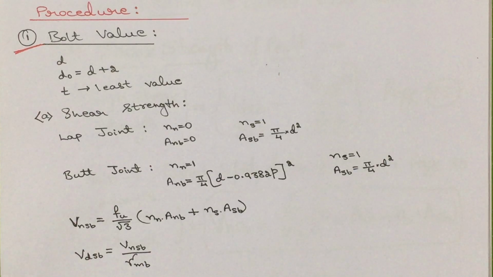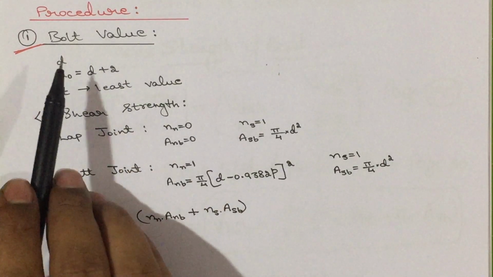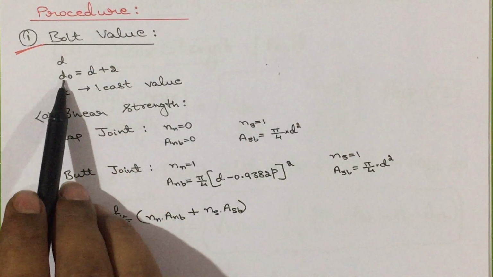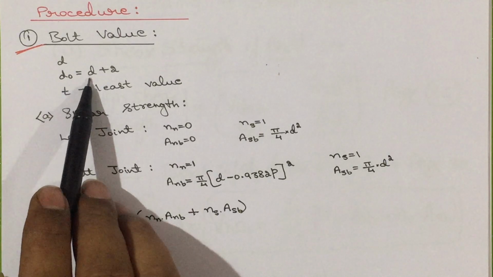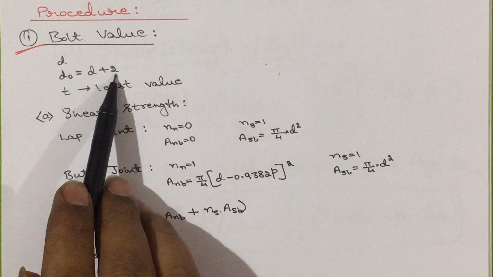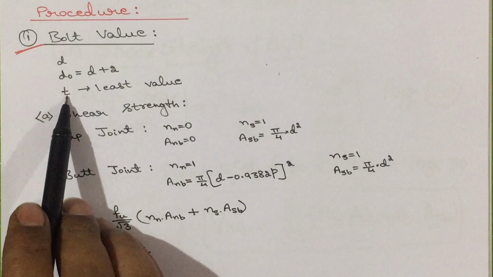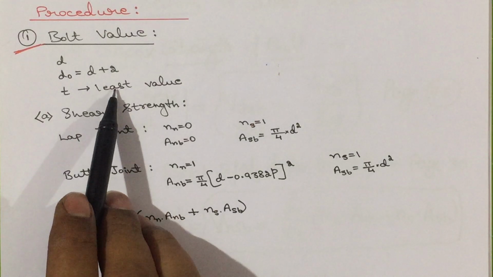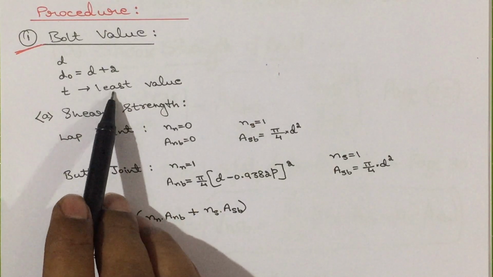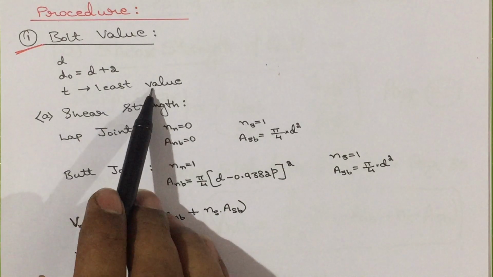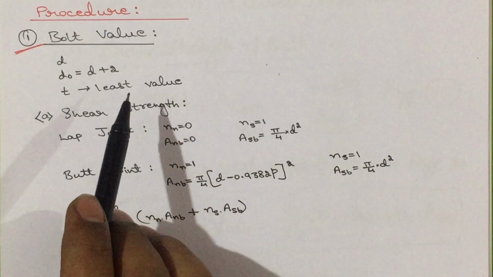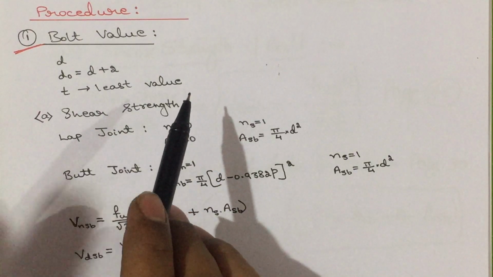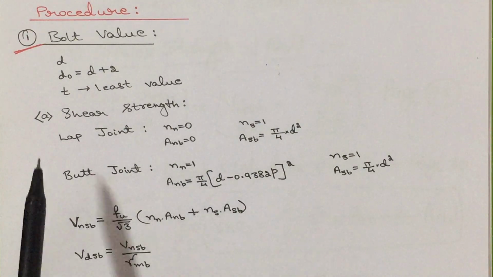If we come to the procedure of determination of bolt value, first read the problem and gather the data like diameter of the bolt, then diameter of the bolt hole d naught, that is equal to d plus 2. This will be the bolt hole allowance. Then thickness will be the least value. How? If it is a lap joint, then you need to take the least value of the two plates. If it is a butt joint with the cover plates, then you need to take the least value of the main plate or the sum of the cover plates, whichever is less.